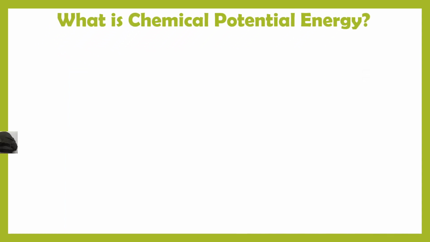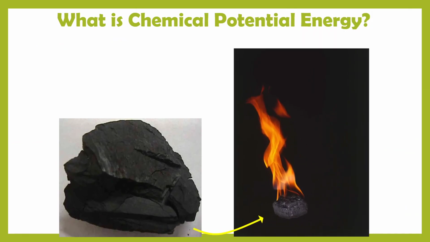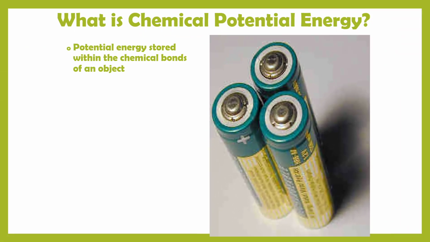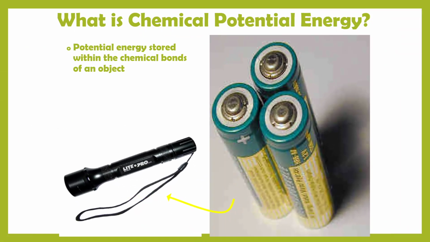Chemical potential energy is energy that is stored inside of a substance using chemical bonds. For instance, this is an example of coal. When you burn coal, it's releasing that energy that was originally stored chemically. So it's still energy inside of here, and it's still potential because it's not actually moving or doing anything, but it is chemical potential energy. Another example would be the batteries inside of a flashlight. Those batteries are providing energy to the flashlight, and that energy is stored as potential energy.